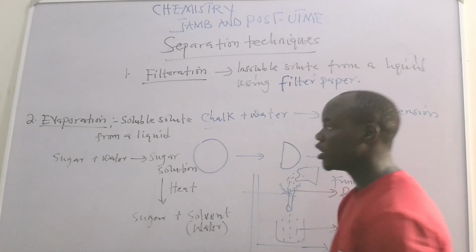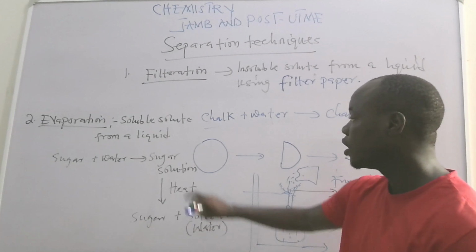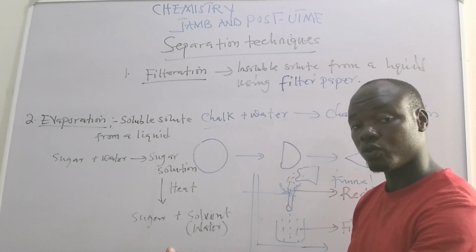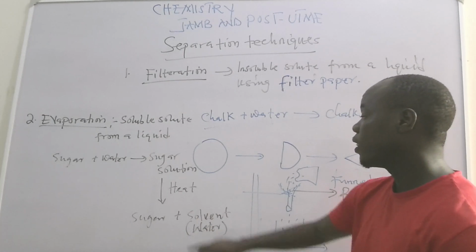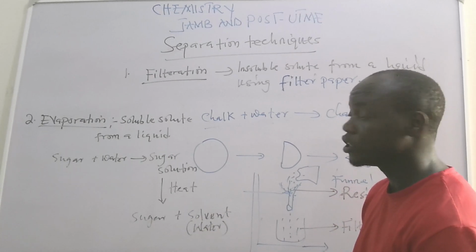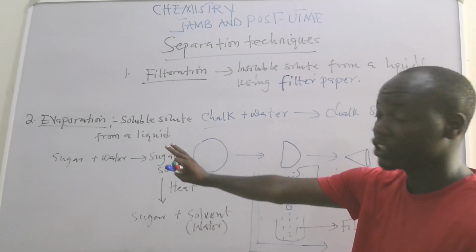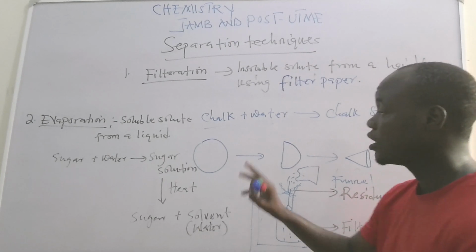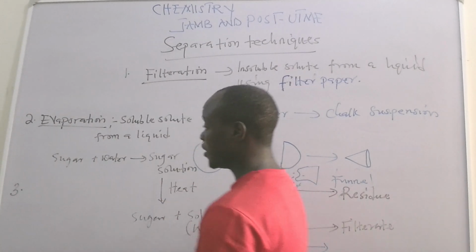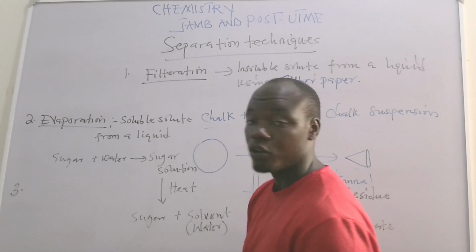So that's evaporation. It's a method that uses heat to separate a solution, or to separate a soluble solid from a liquid. So after this, apart from evaporation, the next type of separation technique that we are going to look at is the separatory funnel.